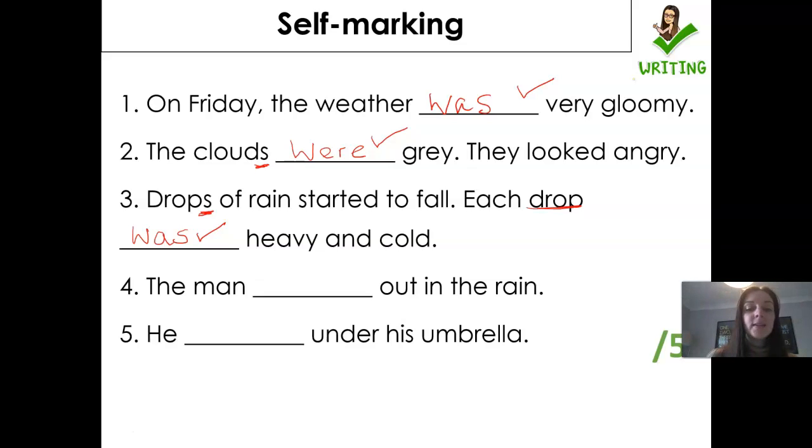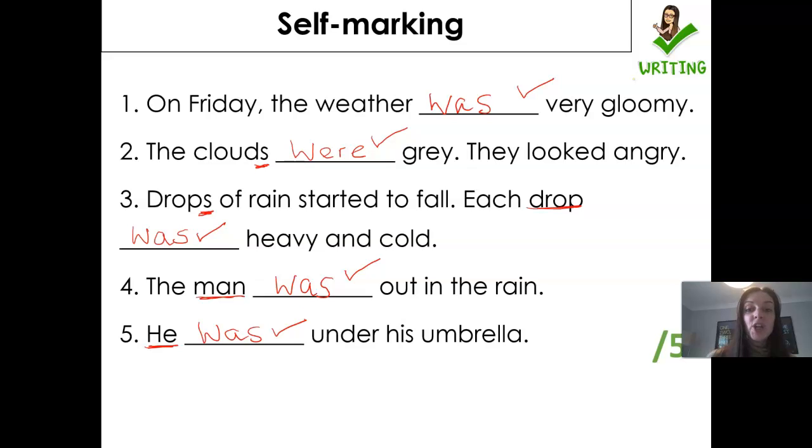Number 4, the man, something out in the rain. Okay, so you should have looked here at man. There's only one man, so that is going to be was. And you can check it by reading it back through. Does it sound right? If I said the man were out in the rain, straight away I can start to hear it doesn't quite sound right. The man was out in the rain. Yes, give myself a tick. And finally, number 5, he, something under his umbrella. So was or were, well, there's only one he, the pronoun here refers to one person, one man. So he was would be correct. And I can give myself a tick.